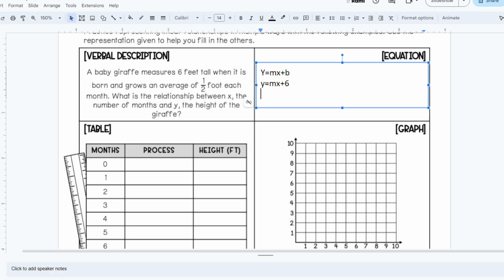Then we have to figure out how much it is growing each and every month. We do this by looking at the m value, our slope. It says it grows a half foot each month. So at month 1, it's going to be 6.5. Month 2, it's going to be 7. Month 3, it's going to be 7.5. And we can represent this by the equation y equals 1/2 x plus 6.